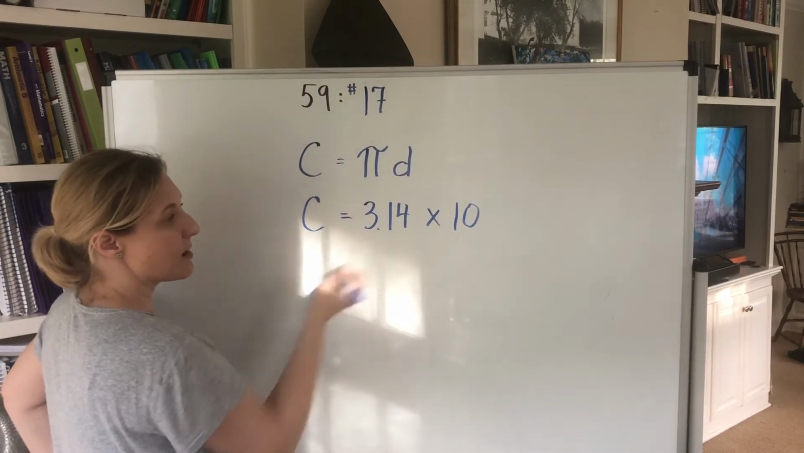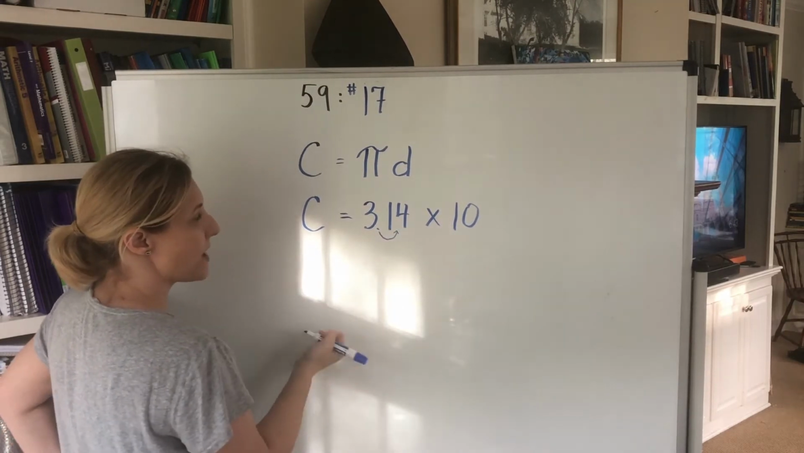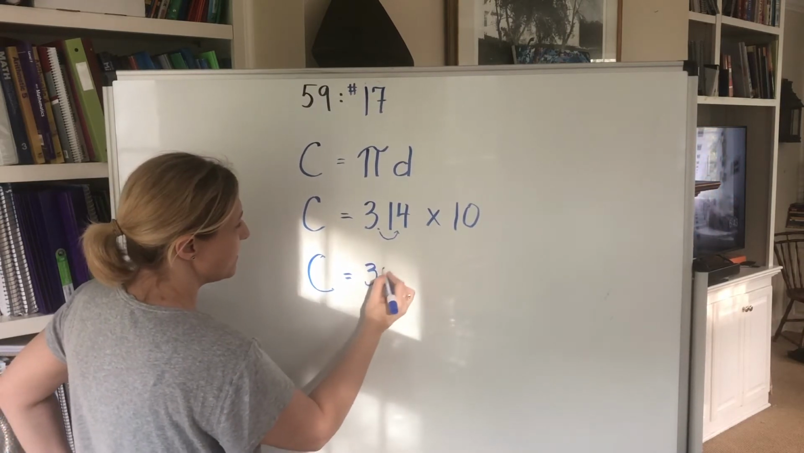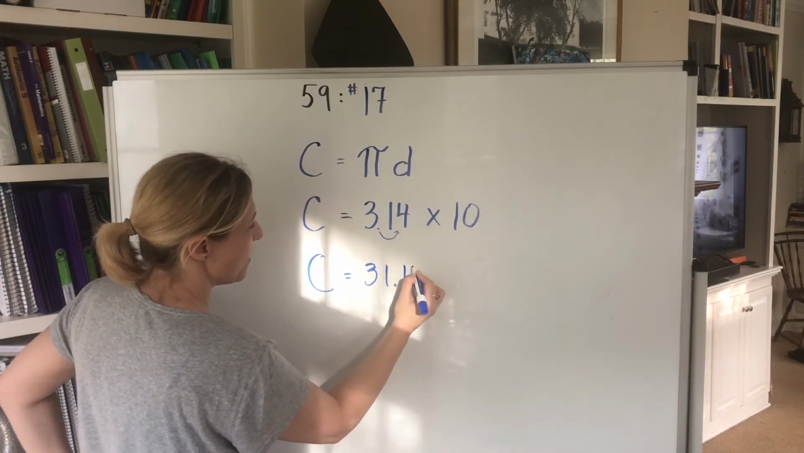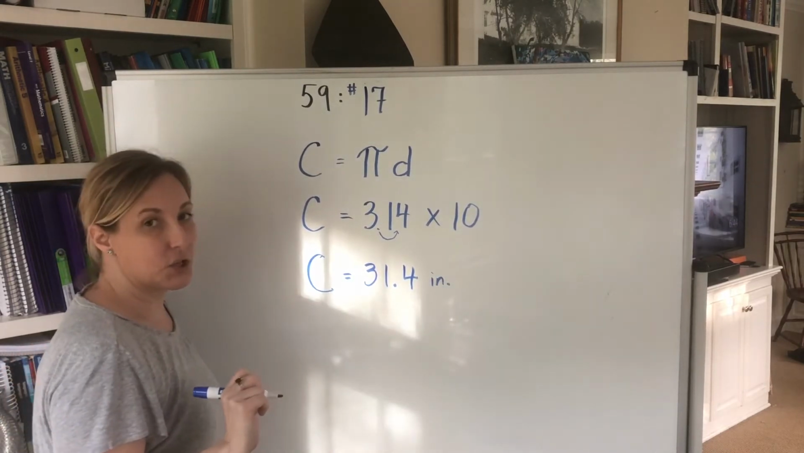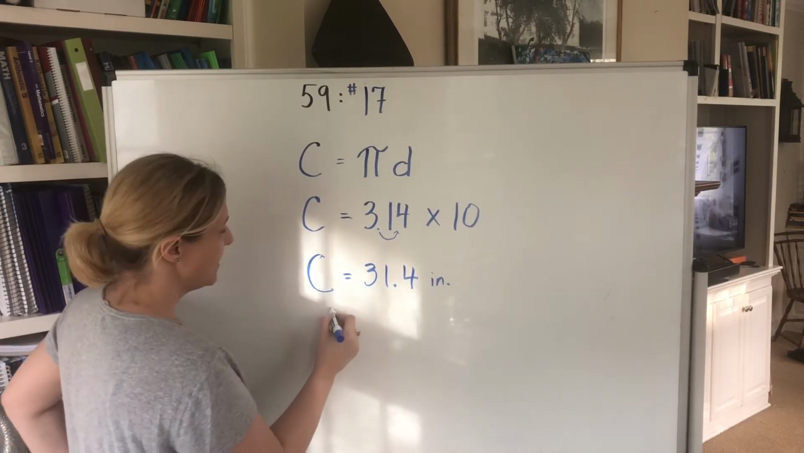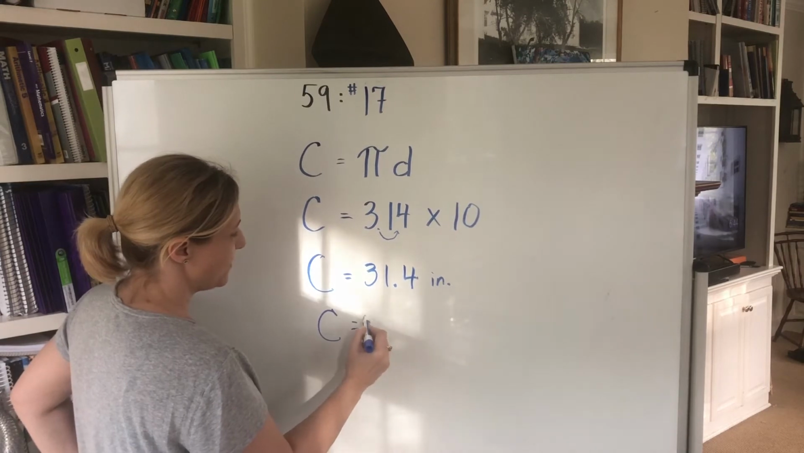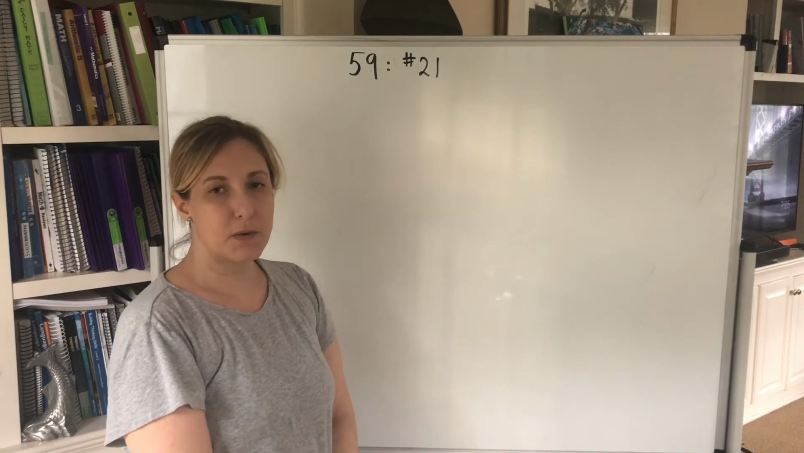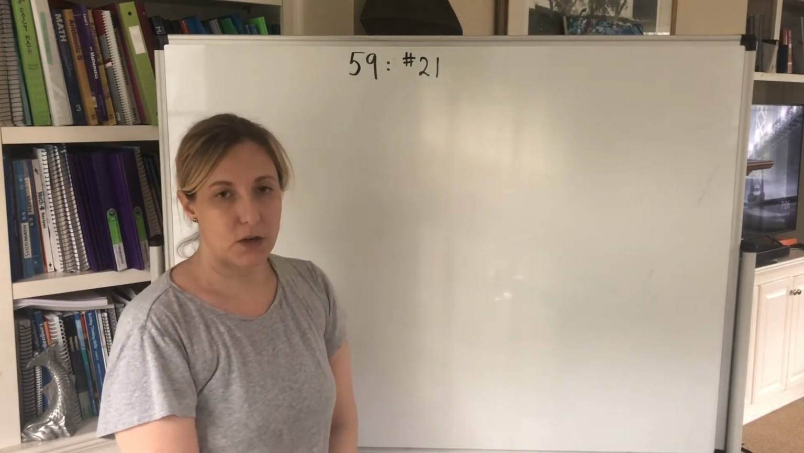We know how to multiply decimals. All we have to do to multiply by 10 is move our decimal to the right one place. So the circumference is 31.4 inches. But it asked us to round to the nearest inch, so we don't even need to include 0.4 in our answer. It will just be the circumference equals 31 inches. In number 21, we have some new vocabulary we need to learn.